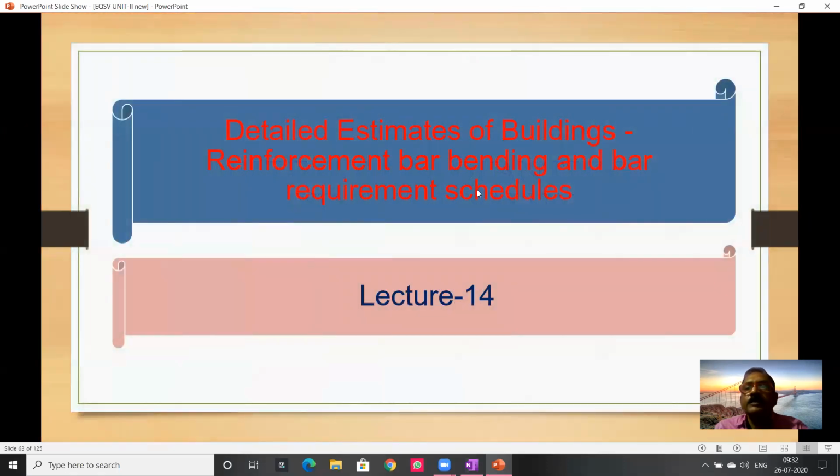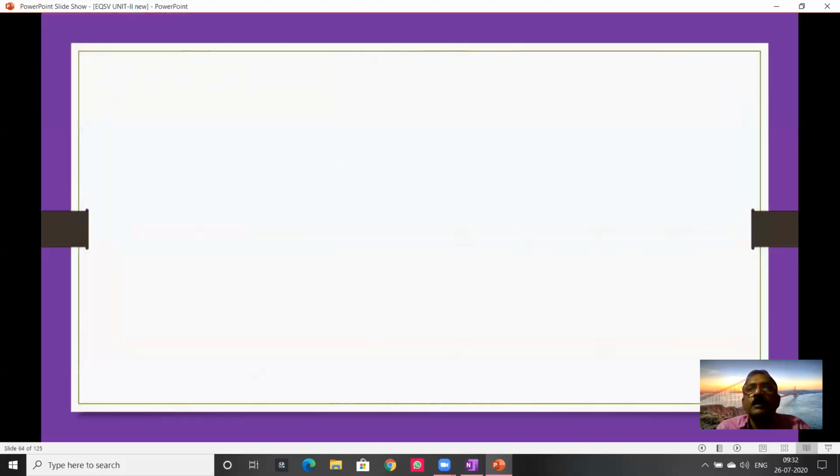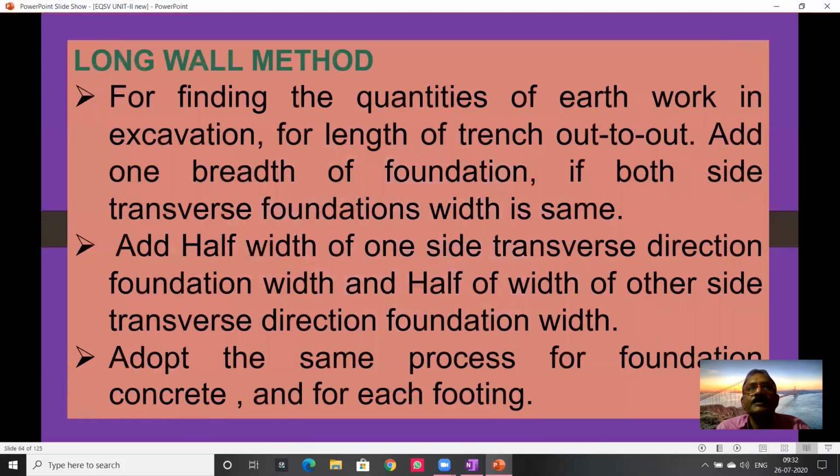In the last videos, I explained the long wall, short wall method and how to solve a problem. In this video, we'll discuss some more points. What is the long wall method? In the long wall method, or separate wall method, first we have to observe the plan and section. Then we have to identify the long walls and short walls.